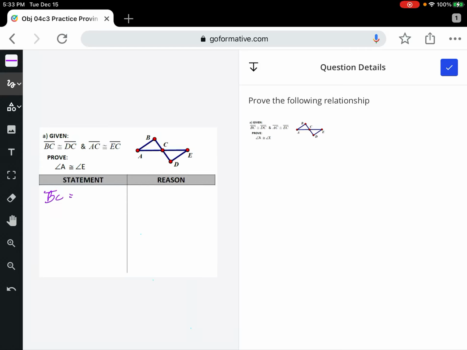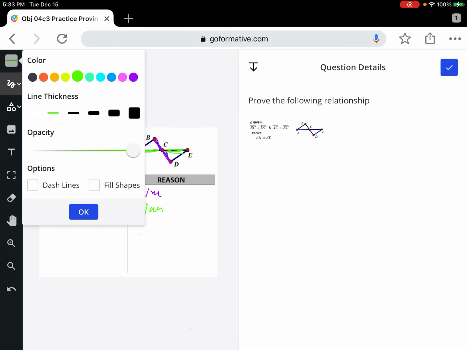So for the first one, BC is congruent to DC. That's given, so I always mark that in my diagram. I'm also given AC is congruent to EC. That is also given. And there's nothing else that I'm given here.